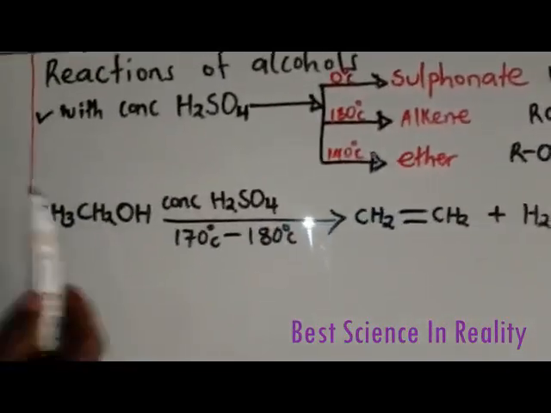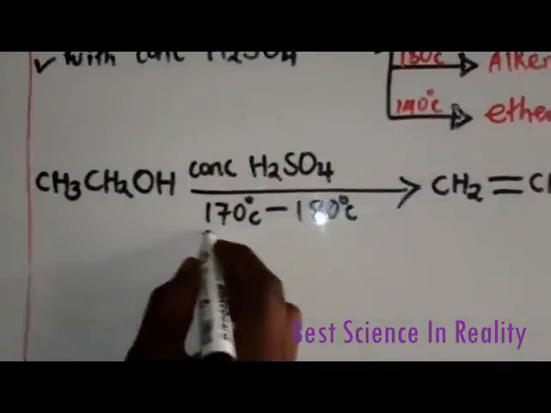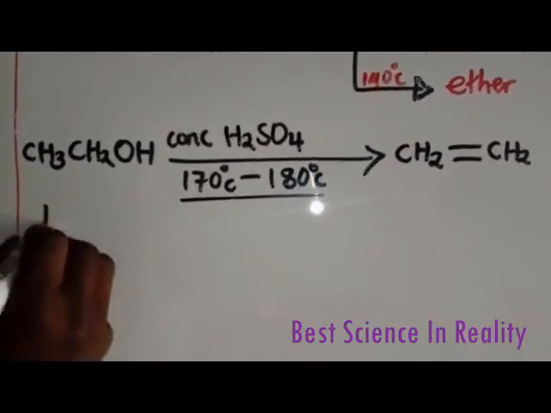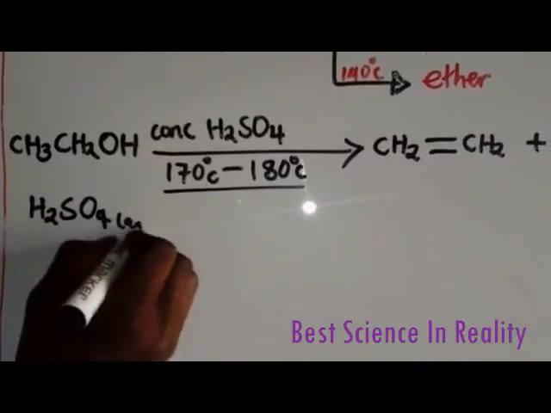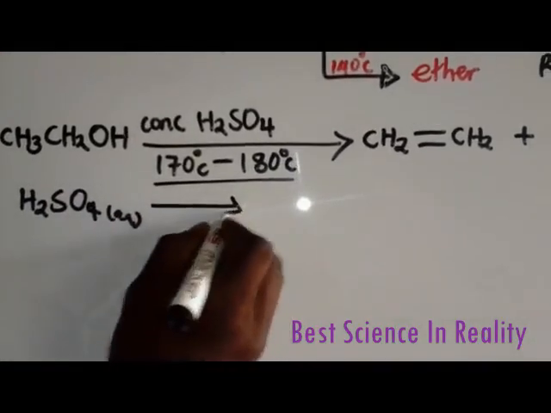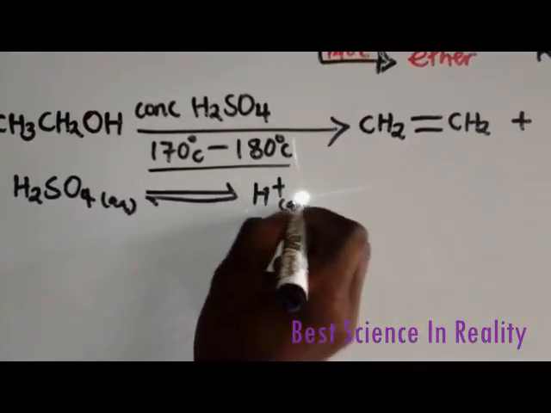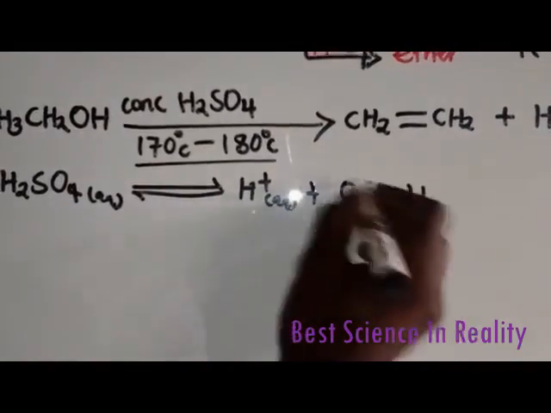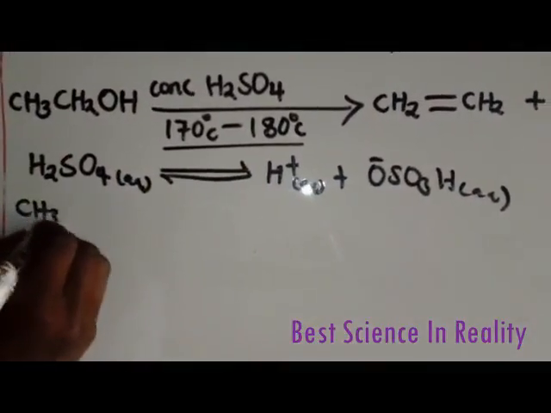You are having ethanol in the presence of concentrated sulfuric acid. The temperature range is 170 to 180. And what is going to happen? We shall have dissociation of our sulfuric acid. Aqueous, it's going to dissociate. We are going to use reversible arrows. It's going to form a proton plus also HSO4-.